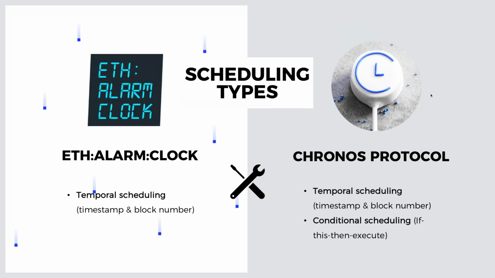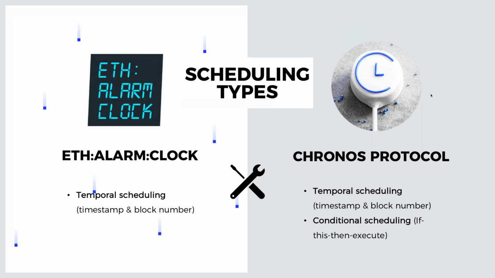Awesome. So let's get started. On the left-hand side we have the Ethereum Alarm Clock, and in this slide we will compare the types of scheduling between the Ethereum Alarm Clock and the Chronos protocol. The Ethereum Alarm Clock is built in a way that allows for temporal scheduling. What does this mean? It means you can specify a certain timestamp or a certain block number in the future, and it will execute transactions at that correct time. Anthony, maybe you can tell us what the difference is with the Chronos protocol?